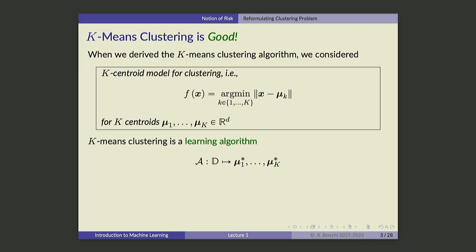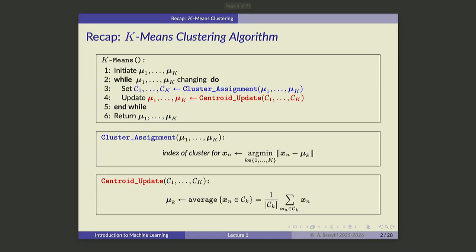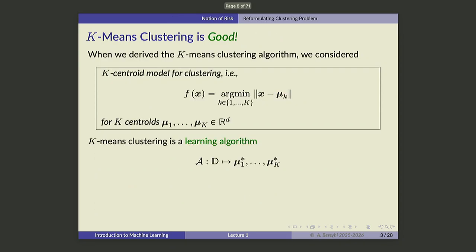This is the k-centroid model, and this is the learning algorithm. The k-means clustering algorithm that we had last time is actually a learning algorithm. It takes the points that you have inside your data set, does these two steps iteratively, and finally converges to a bunch of mu's. So it takes the data set and returns the centroids, the parameters that you have. So it's basically a learning algorithm.